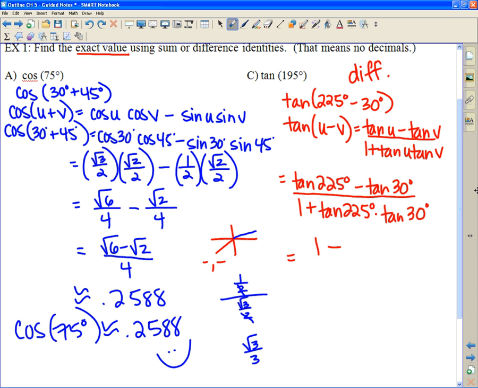after we rationalized. So 1 minus root 3 divided by 3, all divided by 1 plus, there's tangent of 225 again, it's positive 1, and then times the tangent of 30 this time, so that would be root 3 divided by 3. I hope you are ready to work with some fractions.